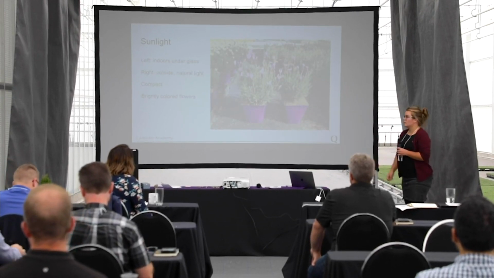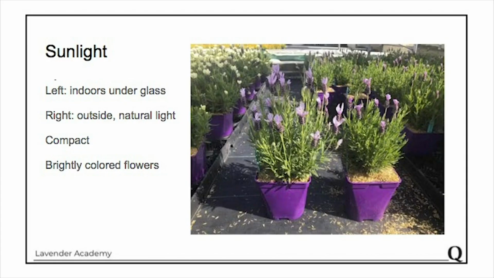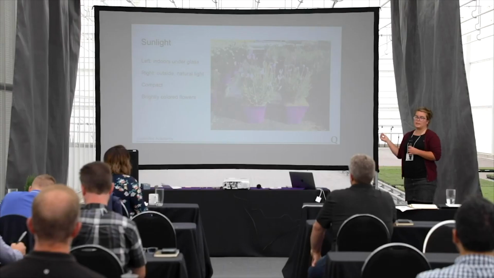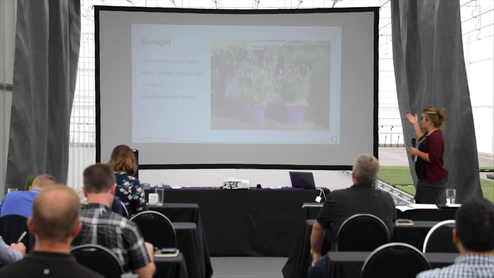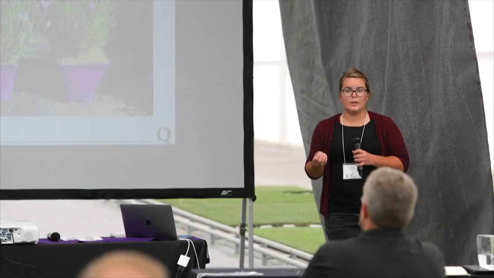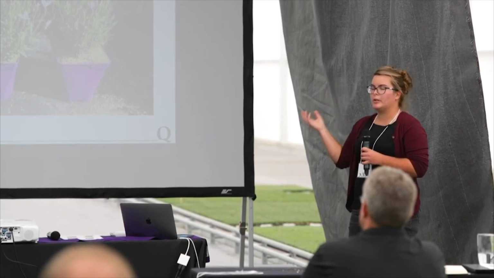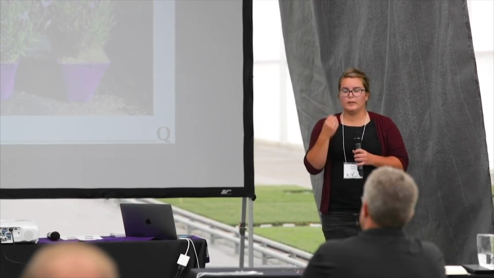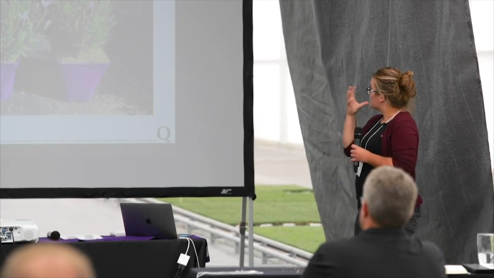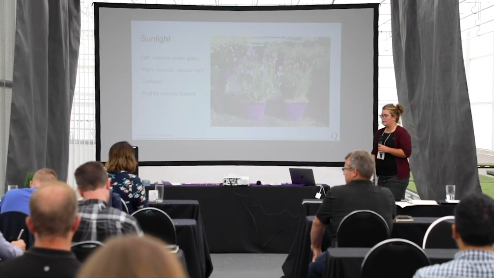So we know that one of the greatest factors in inhibiting growth is natural sunlight. The plant that you see on the left was grown indoors under glass. The exact same variety, same production cycle, was grown outside, was finished outside under natural light. So obviously temperature played a factor in this as well, but the plant on the left is much bigger. The flower color is not as bright, while the plant on the right is compact, with darker flower color, and the bloom time was only affected by a few days.